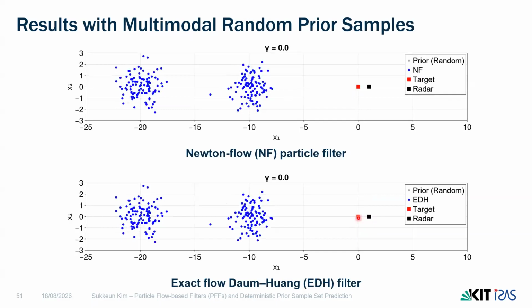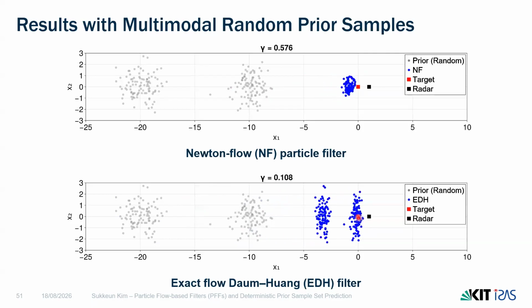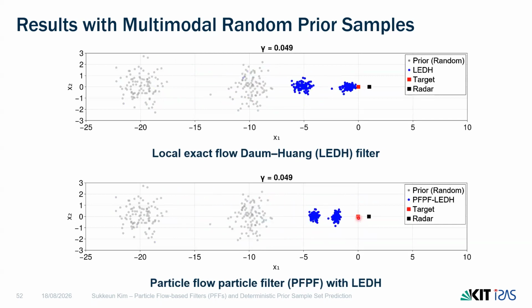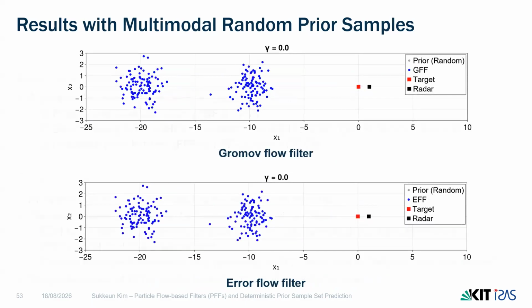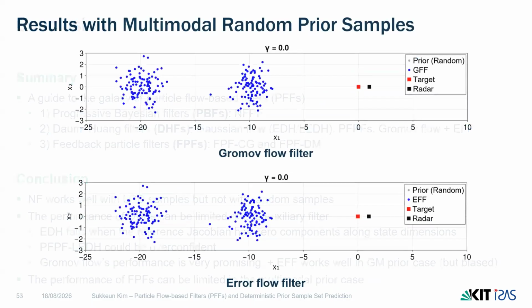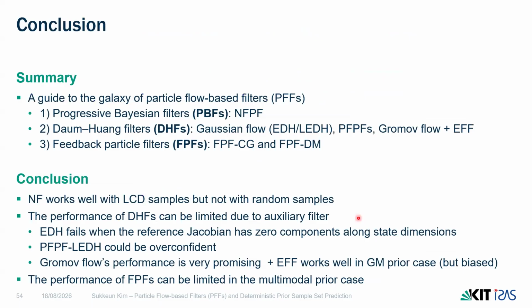But anyway, the feedback particle filter didn't really work for this case, because there were some errors for the multimodal case. For the random prior sample set cases, the tendency is more or less the same as the LCD case, the deterministic sample case. So local exact Daum-Huang and particle flow particle filters, and Gromov flow are the same.